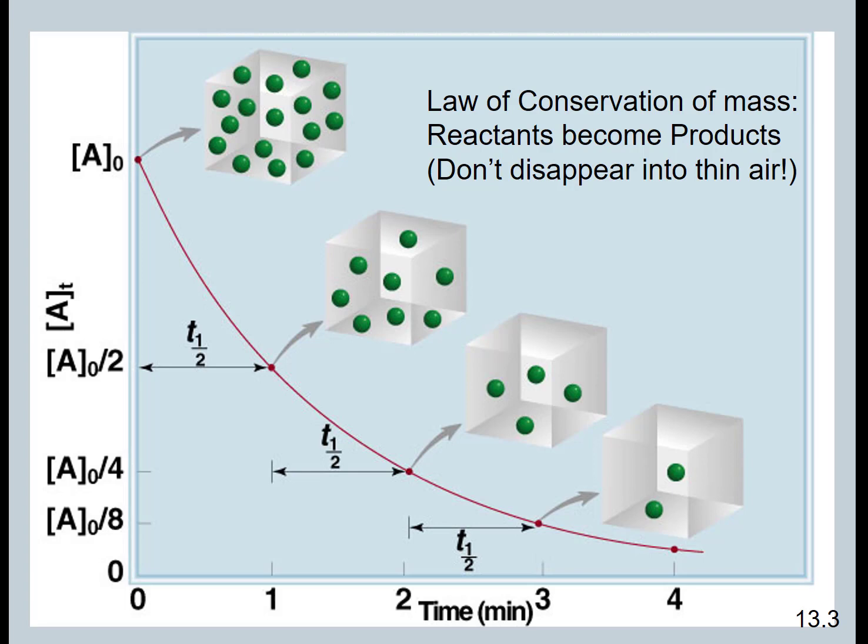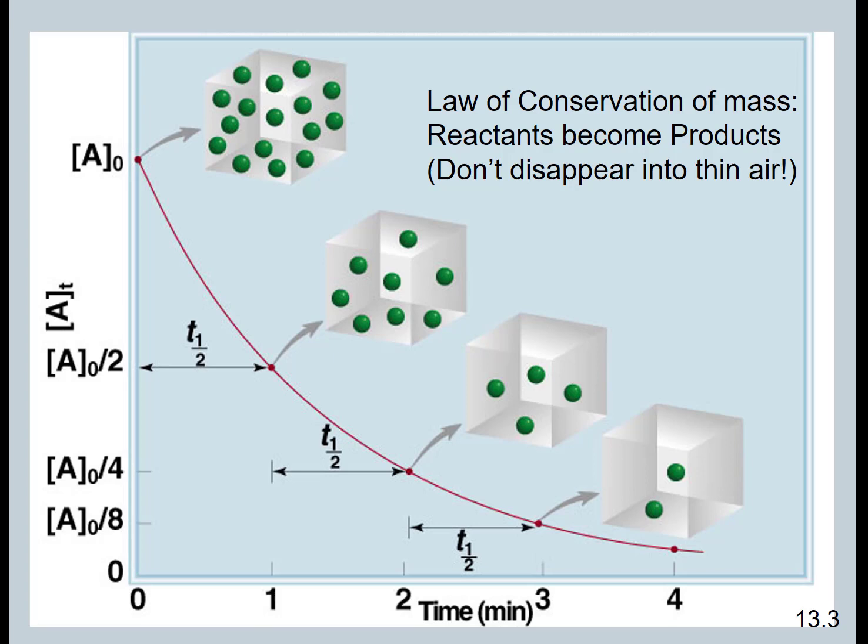So the law of conservation of mass says that reactants become products. So in half-life, these reactants aren't disappearing, they're just becoming something else. They're becoming a product. And this also applies to nuclear decay. Nuclear decay is not part of the AP program, but it follows the same thing. So we can have either a reaction where the reactants are becoming products, or we can have, say, a radioactive isotope and it is becoming something else, something more stable.